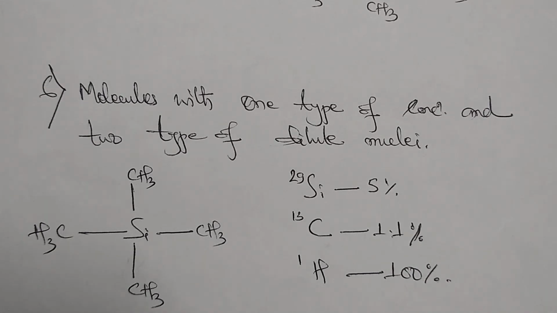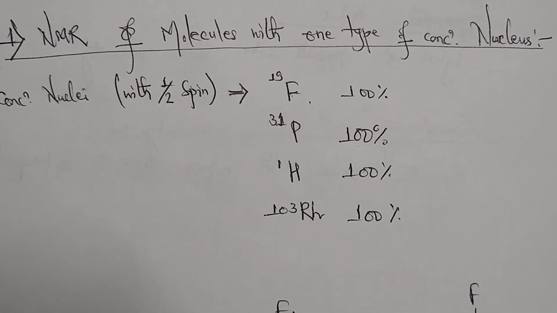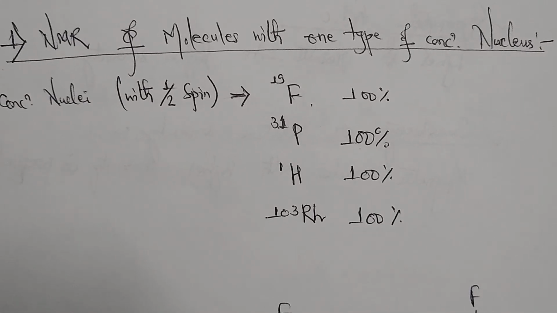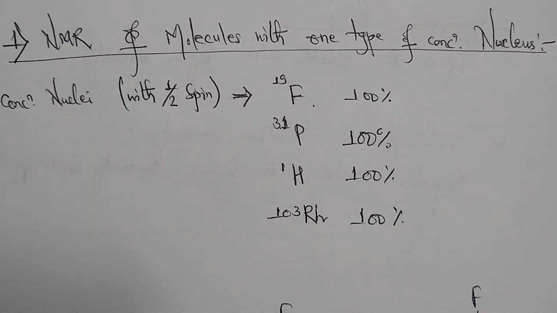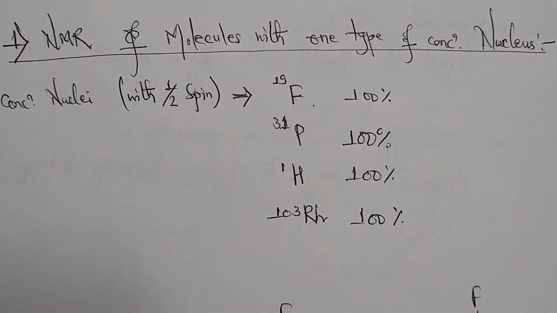With this brief overlook of the different kinds of molecules, they are categorized for the stepwise learning of multinuclear NMR. We will now consider a detailed discussion of these different categories. First of all, we will consider the first category, that is molecules with one type of concentrated nucleus.